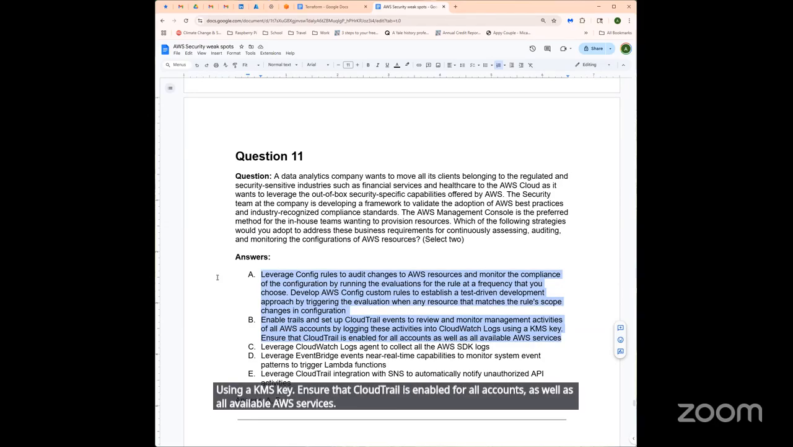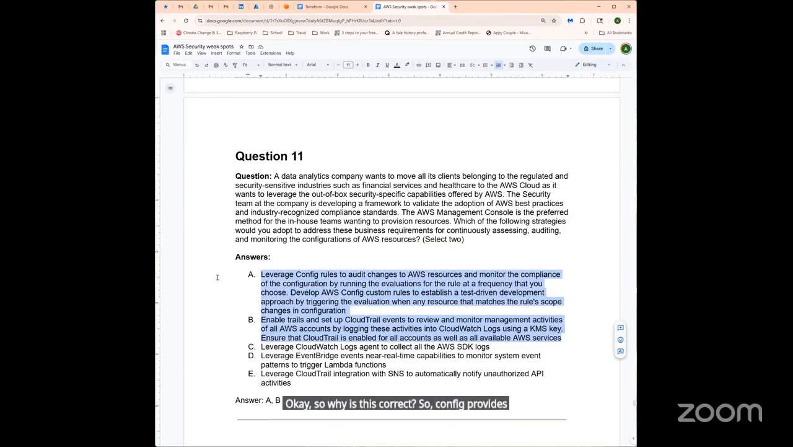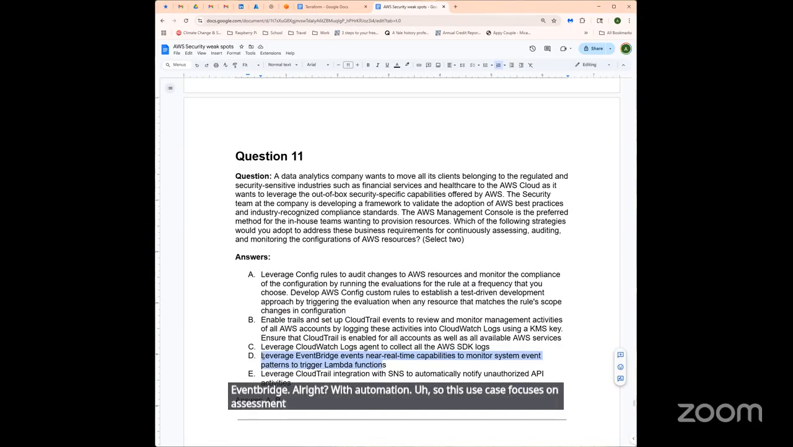Okay, so why is this correct? Config provides continuous compliance monitoring and evaluation of all resource configurations, okay? CloudTrail provides an audit trail for management console activities, which is the preferred method mentioned in the question. So why are the other ones incorrect? Let's see, CloudWatch agents, okay? This focuses on SDK logs rather than the management console activities as specified. Remember the console versus SDK, all right? EventBridge, all right? With automation. This use case focuses on assessment and monitoring, not automatic remediation, okay?